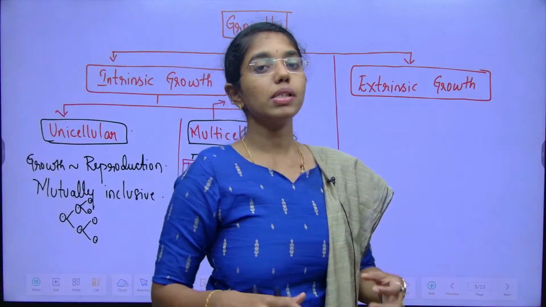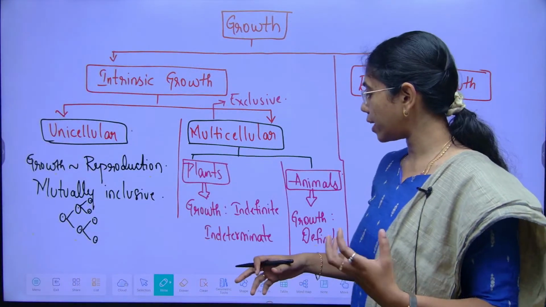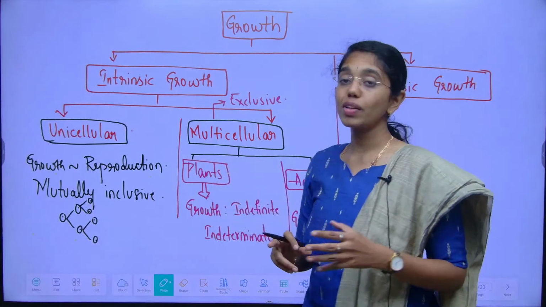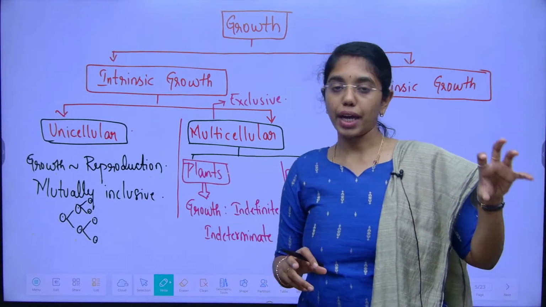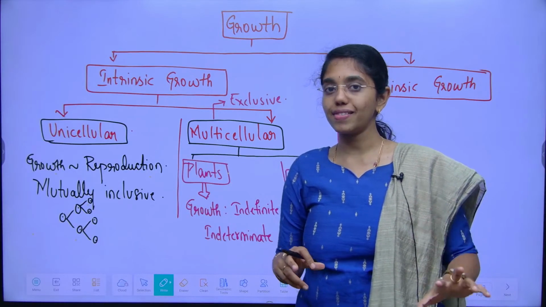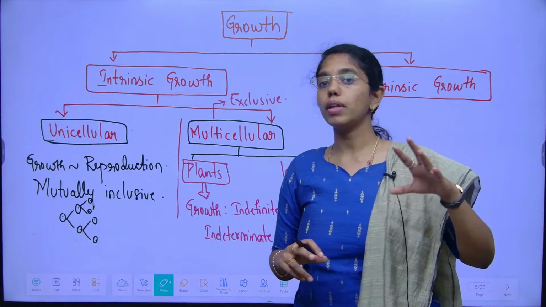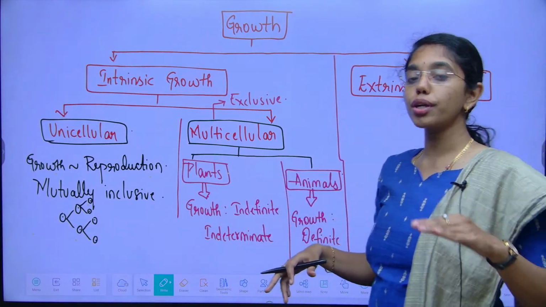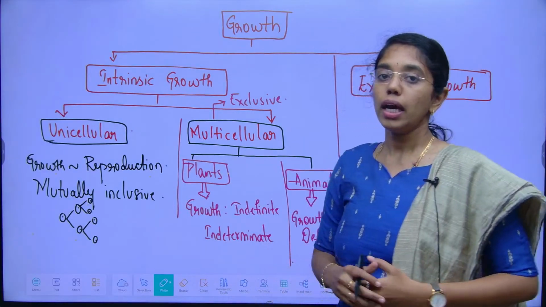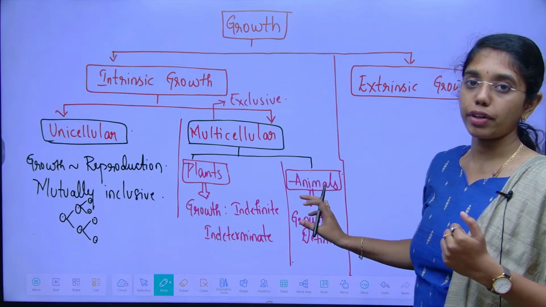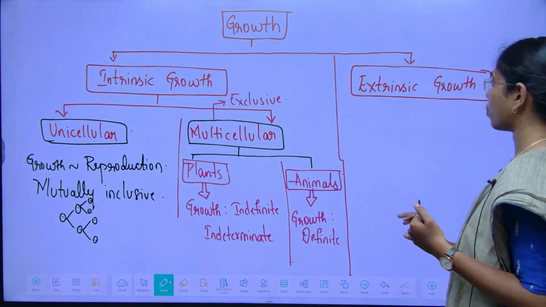In plants, you will see indefinite or indeterminate growth, which continues throughout their lifetime. This is because, as we have learned from anatomy, plants have both primary meristems and secondary meristematic tissues. That is the reason plants grow throughout their lifetime. But animals' growth is restricted to a certain period of time, and that is why in animals we call growth of what type? Definite growth or determinate growth.